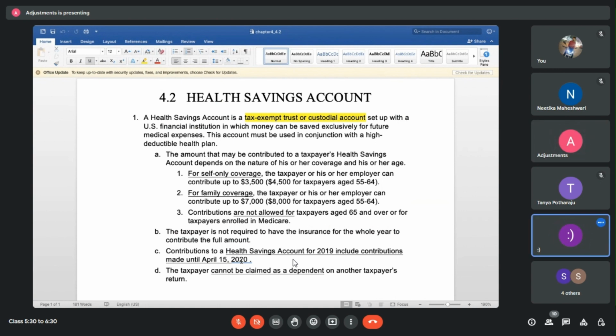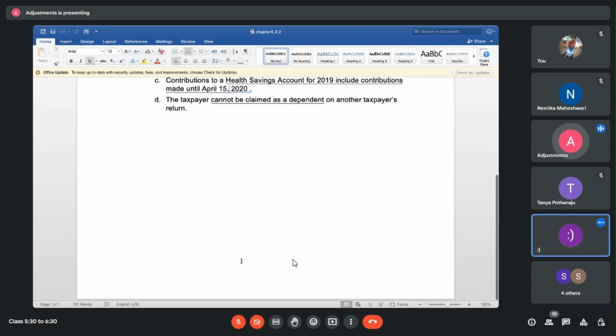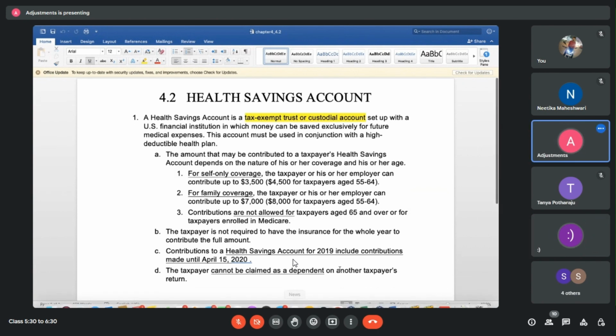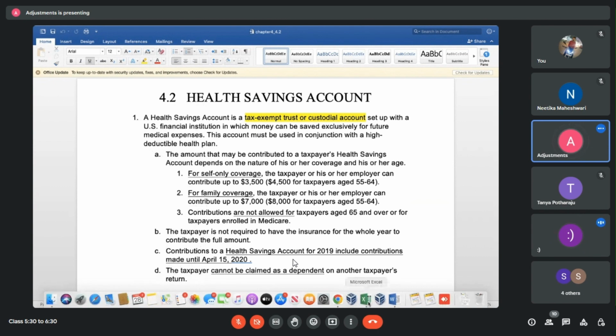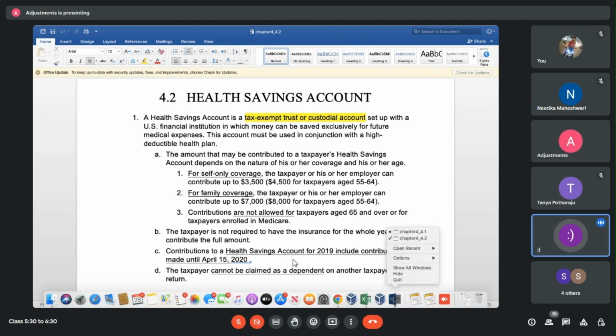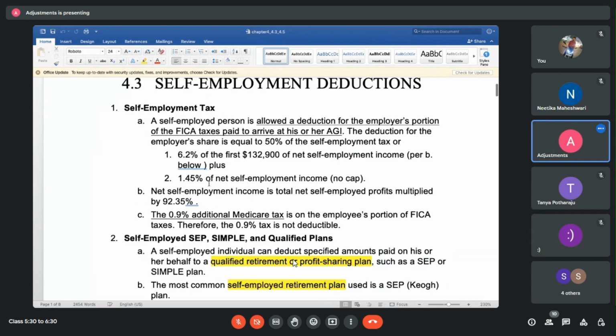Yes, ma'am. Okay. What is the form that needs to be used for HSA distribution? Ma'am, we are using the form 1099 SA for the amount withdrawal from the account and the form 5498 for the gross contribution. Very nice.